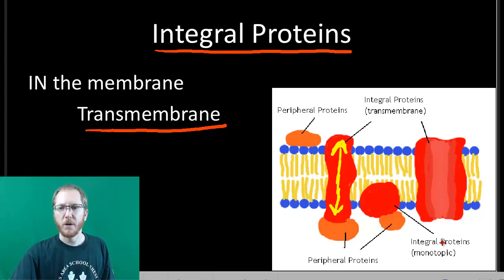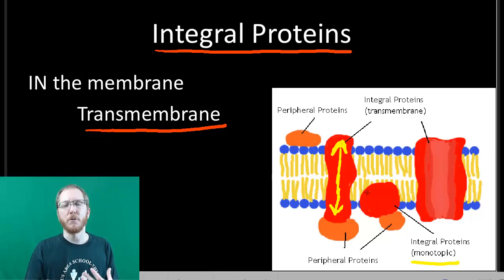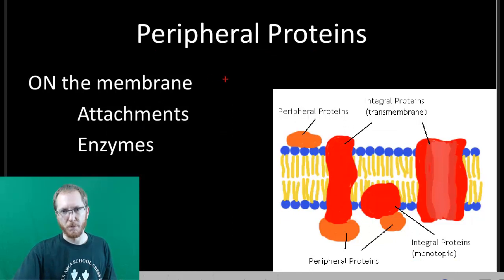There are other proteins that you can talk about. These ones are also integral proteins, but they're called monotopic, and that just means they stick into the membrane, but not through it. And so they can be used for other stuff, but they ultimately will not be used for transport. So they'll be a little bit more like our other type of protein called peripheral proteins.